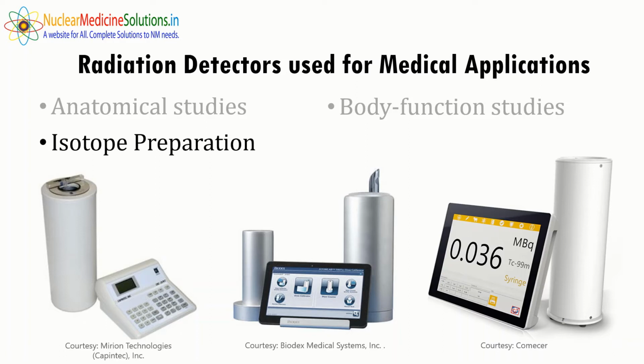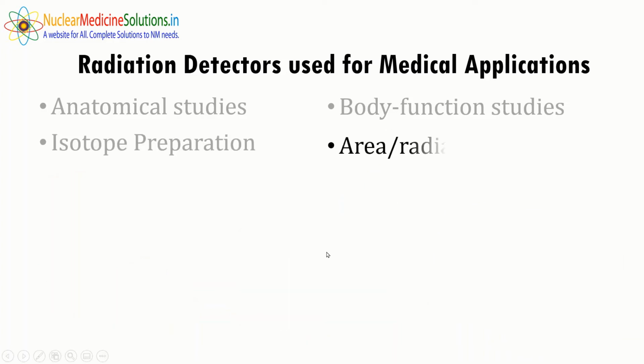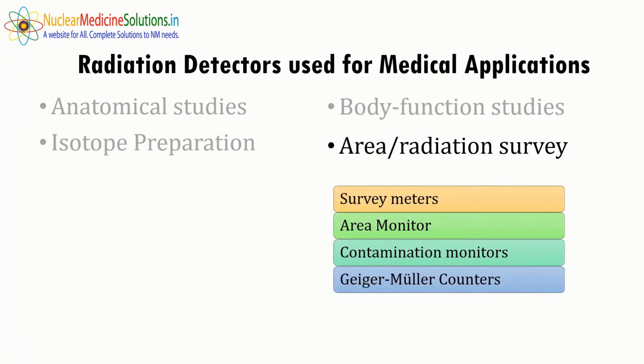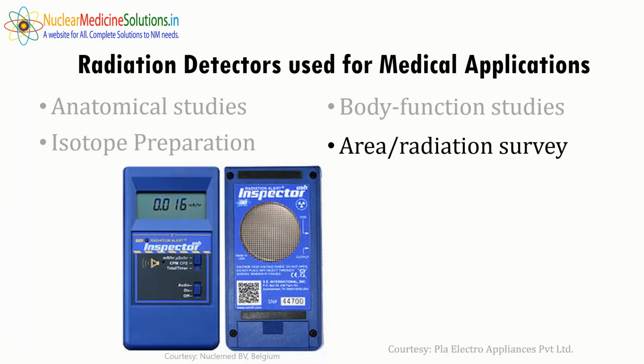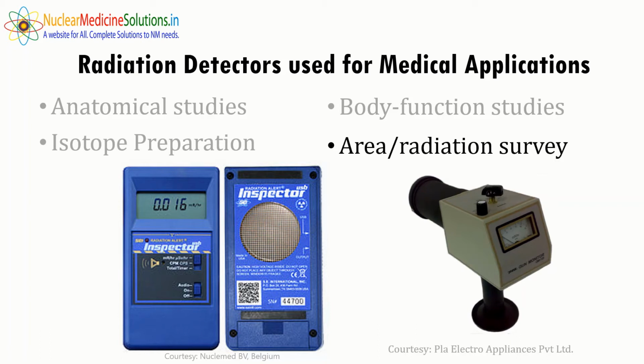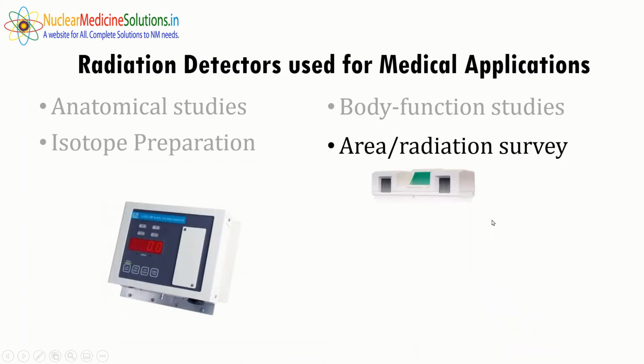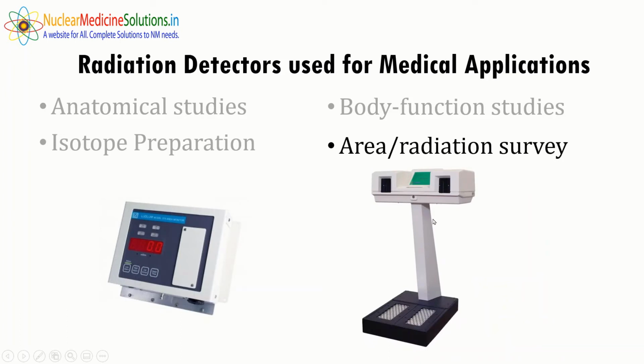This is the image of various dose calibrators from different manufacturers. The detectors are used for various other purposes like area monitoring or radiation surveys by survey meters, area monitors, contamination monitors or GM counters. This is the image of a survey cum contamination monitor, and this is the image of a gun monitor. This is an area monitor and this is a hand and feet monitor.